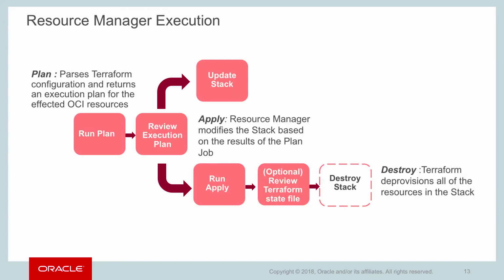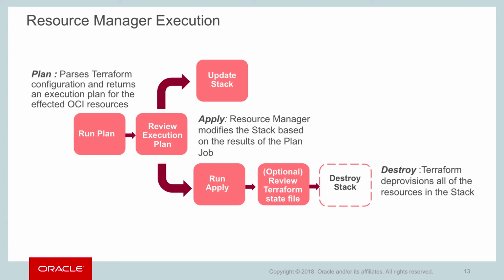So this is the flow of Resource Manager job execution. When you run a plan against the stack, the plan job parses your configuration and creates an execution plan, but does not act on this stack. Once the plan job has finished, you can evaluate the execution plan by viewing the job's log entries to confirm that it performs the expected operations.